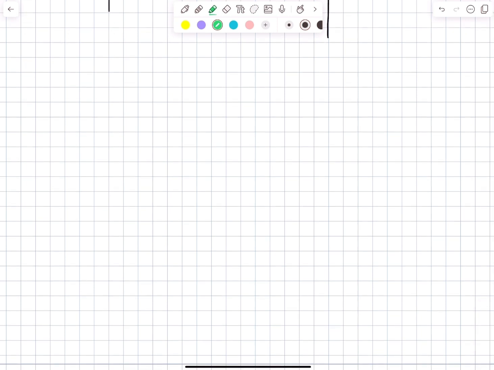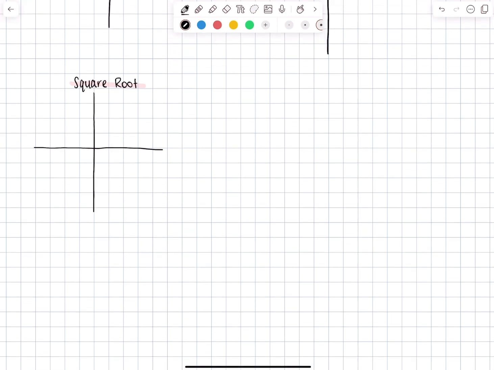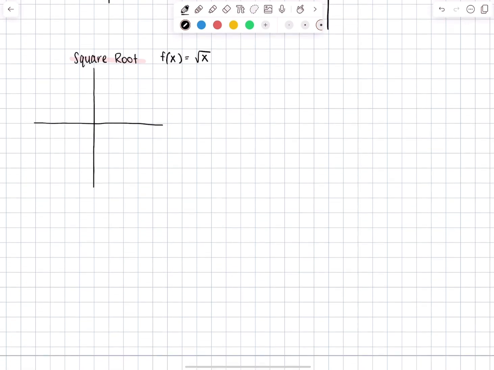Moving on to our third example, which is square root. For this graph, visually it's kind of difficult to remember, but I'm going to show you the formula first. So the equation, f of x or y equals the square root of x. So you can first make your x and y table.